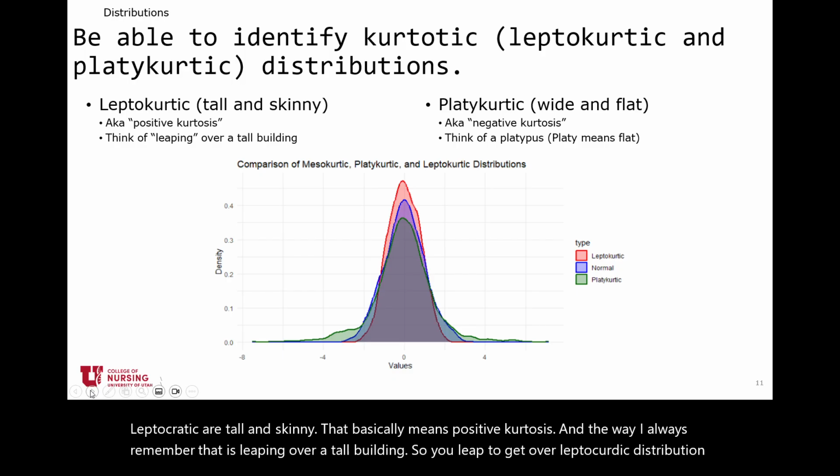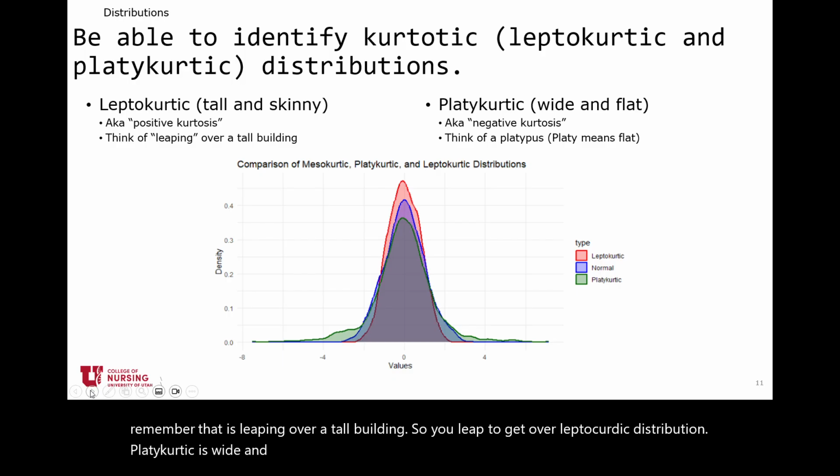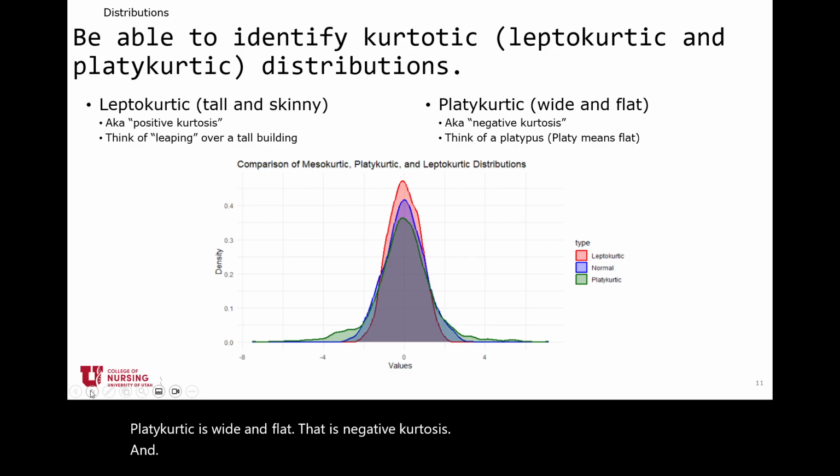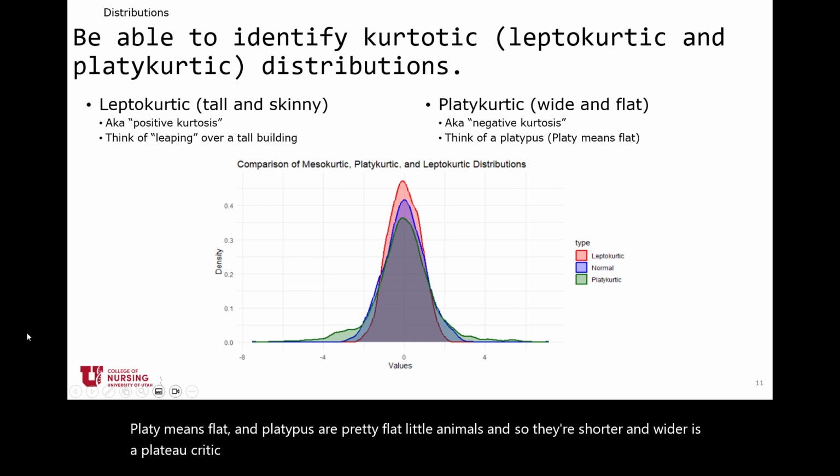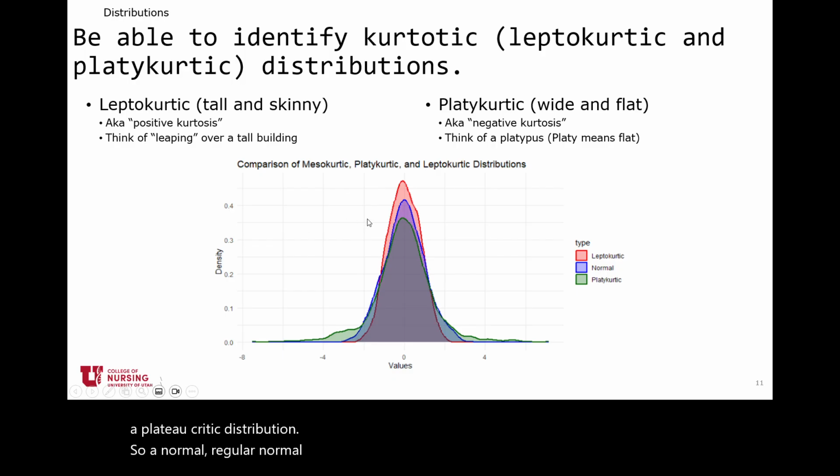Platykurtic is wide and flat. That is negative kurtosis. And think of a platypus. Platy means flat, and platypus are pretty flat little animals, and so a platykurtic distribution is shorter and wider. So a regular normal distribution would be called a mesokurtic distribution.